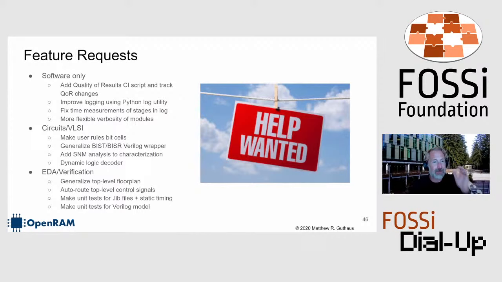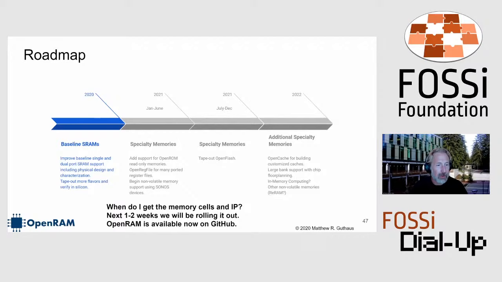What does the open roadmap look like? Well, we're basically getting the baseline memories out. We're going to start working on OpenROM and OpenReg files, specifically for many-ported register files rather than just up to two ports. And then also using the SONOS flash transistor to be able to do an open flash memory as well. That's in the longer term roadmap.